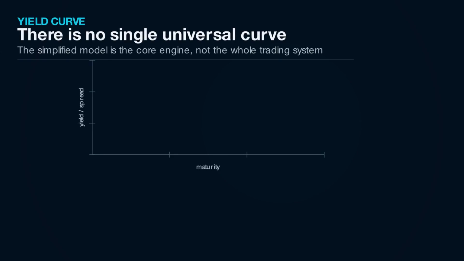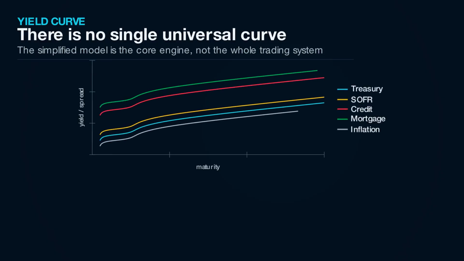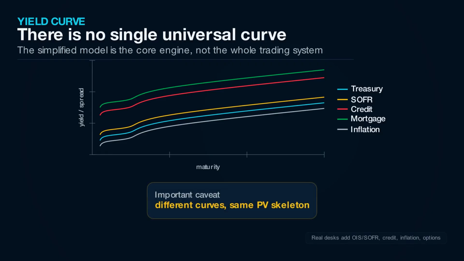There is one important caveat. In real finance, there is no single universal yield curve. Treasuries have a curve. SOFR has a curve. Corporate bonds have credit curves. Mortgages have option-adjusted spreads because borrowers can refinance. Equities use discount rates that include risk premiums. And forward rates are not guaranteed forecasts. They are market-implied prices under today's assumptions. The simplified model is not the whole trading system. It is the core engine inside it.